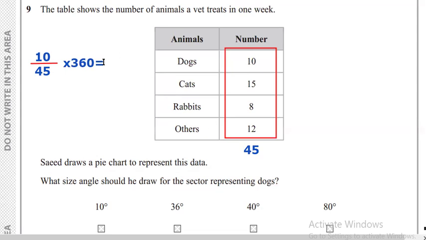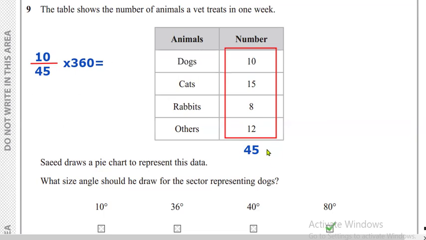Now we do this with a calculator. 10 over 45, like this. 10 divide 45, and then multiply it by 360, and the angle is 80. Very good. So 10 divide 45 times 360 equals 80. So the final answer is 80.